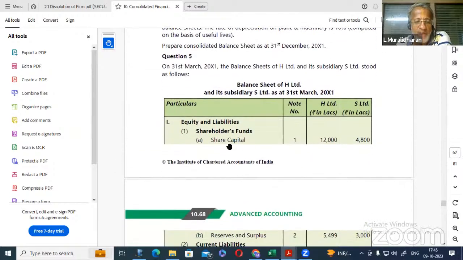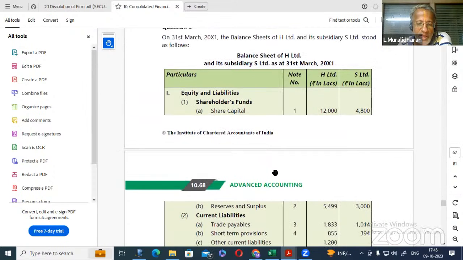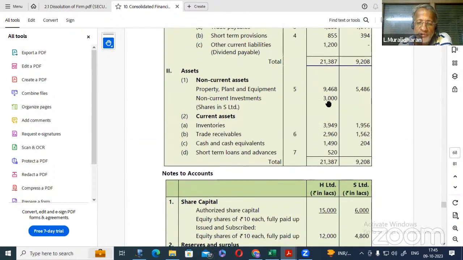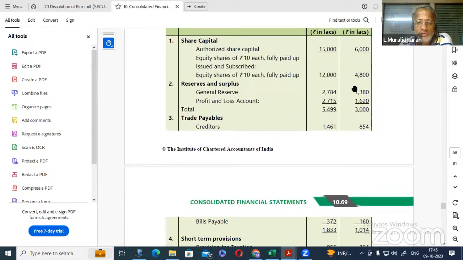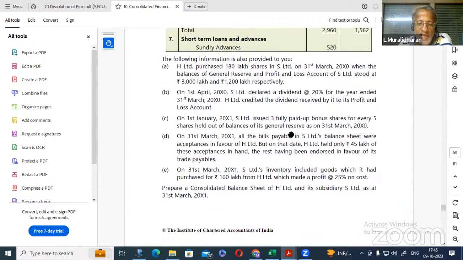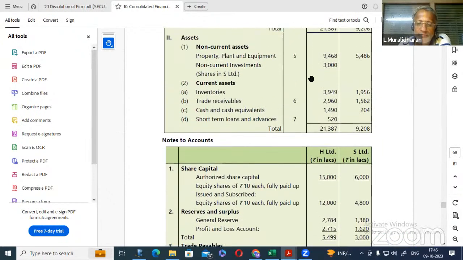See, this is a problem I have before me, 5 minutes. I read the problem where I have investments, shares in S Limited, 3,000. And I read that they have a bonus issue of 3 for every 5 held. For bonus shares, we do not pass any journal entry for receipt. One moment, I will just switch on my office lights.